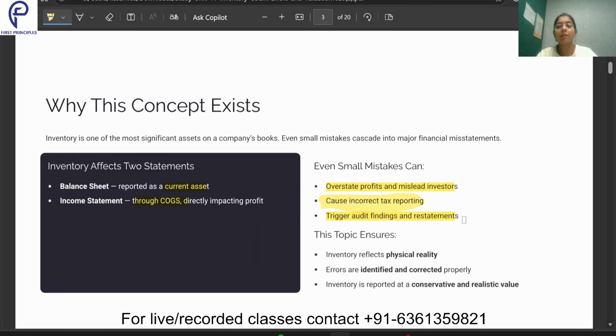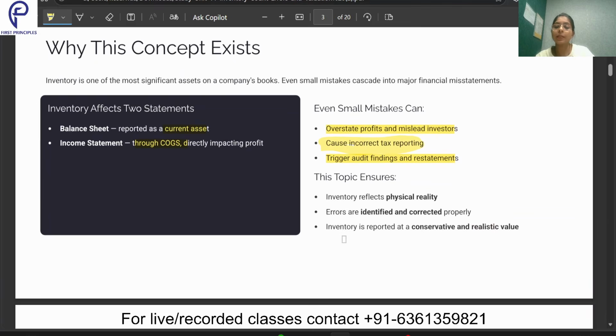That means when the auditors come and cross-verify our books, they will find it incorrect, and they will ask us to correct the books of accounts and to restate them. To restate means to correct it and then publish it again.